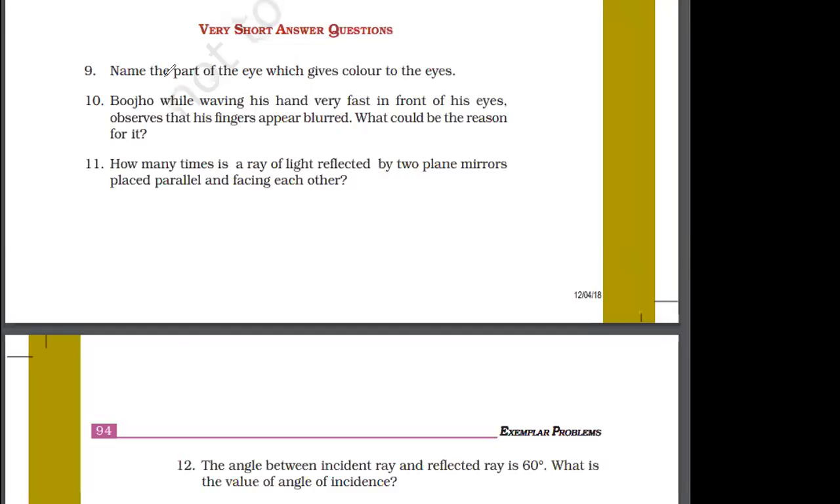Next, question number 9. Name the part of the eye which gives color to the eyes. Tell me, which part of the eye gives color to the eyes? No, gives color to the eyes, not see colors, right? Iris, yes, black color, brown color, light blue color, light green color, it's iris. Iris, got it? So the answer of this is iris.